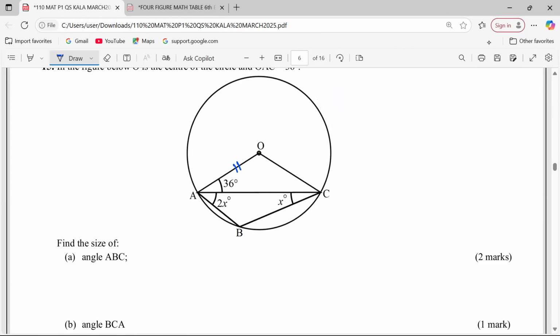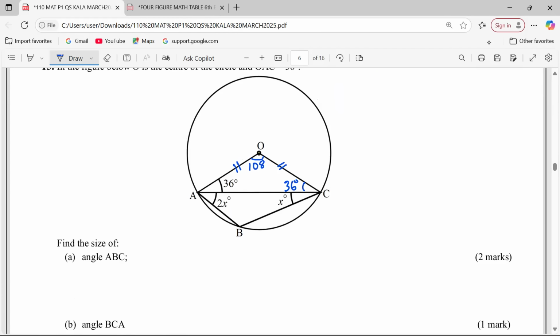Remember, this side and this one are equal from the center to the circumference. If they are equal, then this is also 36. If that is also 36, then we can get the angle at the center here. The angle at the center there, 36 plus 36, giving us 72. 180 minus 72, giving us 108. So the angle at that point is 108.